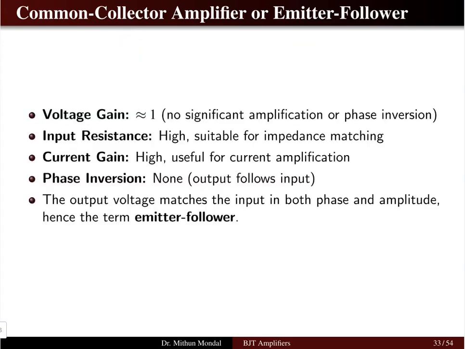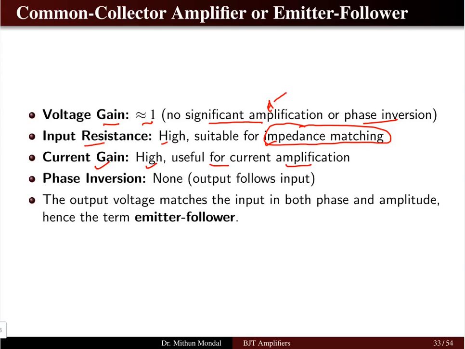When we talk about the voltage gain of the common collector amplifier, it is approximately 1. The meaning is that there is no significant amplification. Whatever input we give, the same output we get, and there is no phase inversion. The input resistance is high, and it is suitable for applications that involve impedance matching. The current gain is also high and hence useful for current amplification.